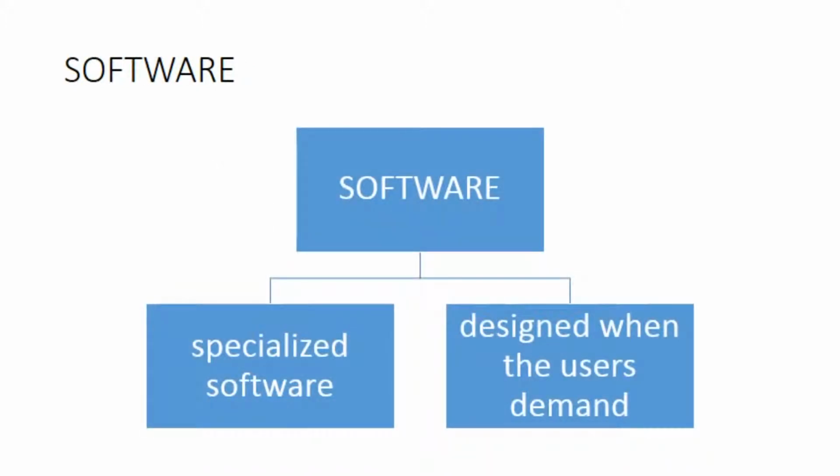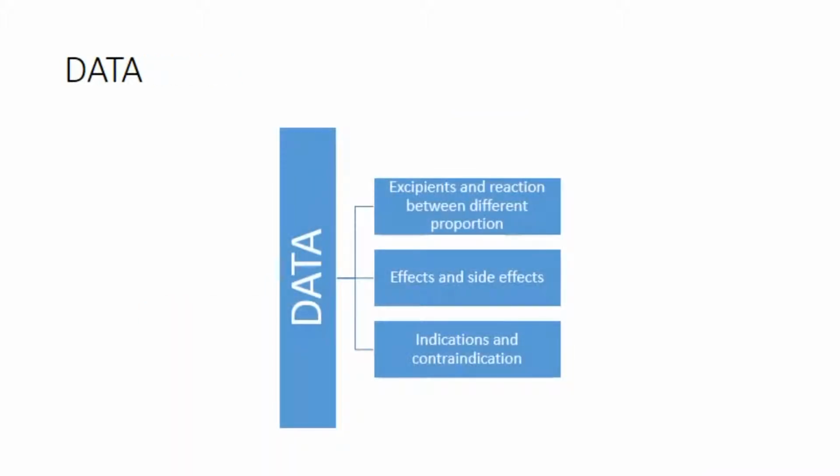Software. A pharmaceutical expert system is not an application software but a specialized one. It is only designed when the users demand. For example, the Cadilla system, Bosch system, Formologic system, and so on. For a pharmaceutical expert system, data output is information made from data on excipients used in different proportions, and their reaction, effects and side effects, indications and contraindications.